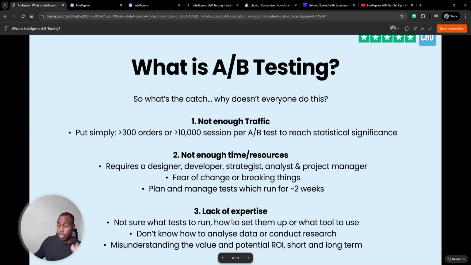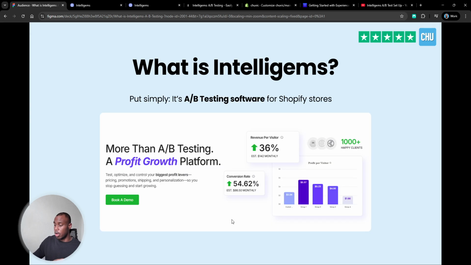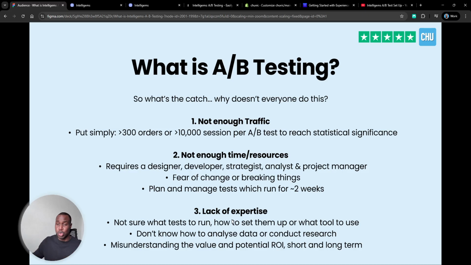And then the third reason is lacking expertise. People don't know what test they should run, what tool they should use, which we're going to get to in just a second. They don't know how to analyze data or conduct research, and they don't understand the value of A/B testing. They think it's a waste of time. All of these different things are reasons why people generally don't A/B test.